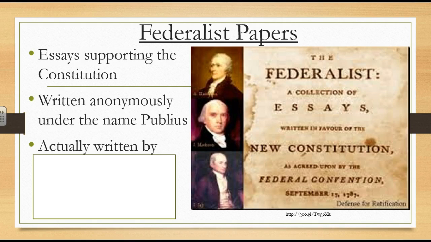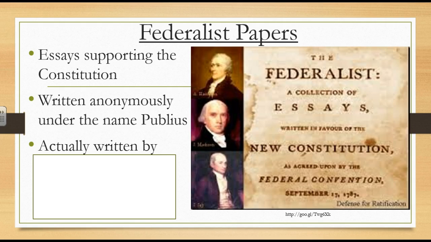Now, we're going to talk about the Federalist Papers. These papers were essays that were written to support the Constitution. When the Constitution first came out in 1787, it had to be ratified by every state. And there were some states that hesitated to ratify it. Remember the word ratify, if you remember from your scavenger hunt last week, means to officially approve. All 13 states had to officially approve the Constitution before it could become the official law of the land. And some of the states were hesitating.